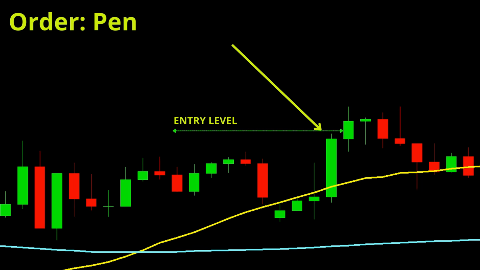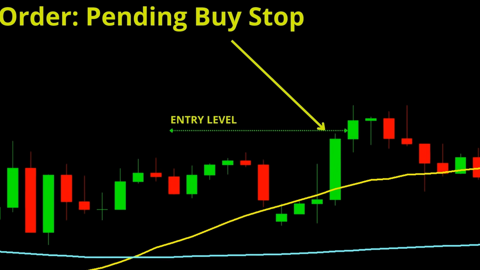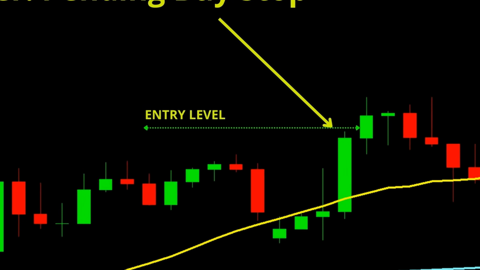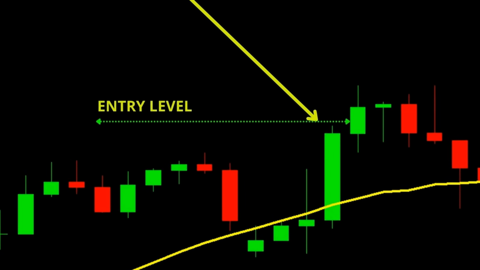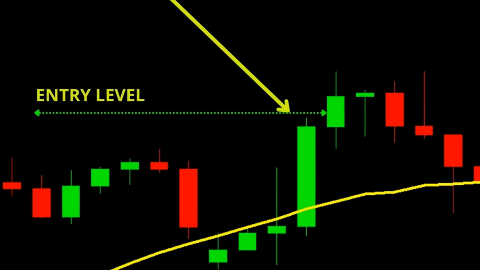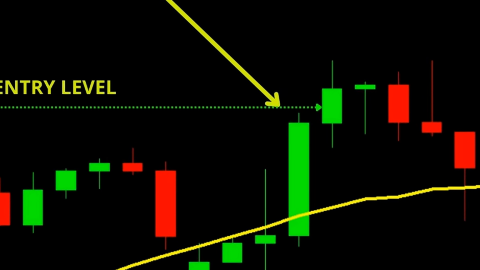For the entry, we are not going to use a market order. Instead, we place a pending buy stop just above the high of the signal candle. This way, we only enter the trade if the market confirms the bullish momentum by breaking higher.